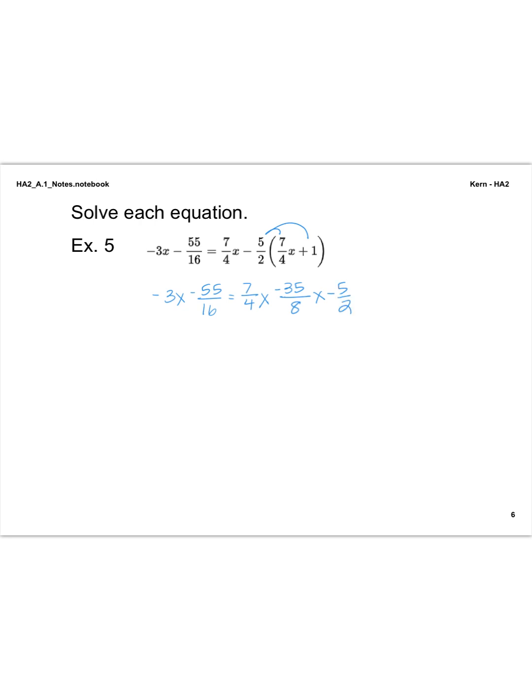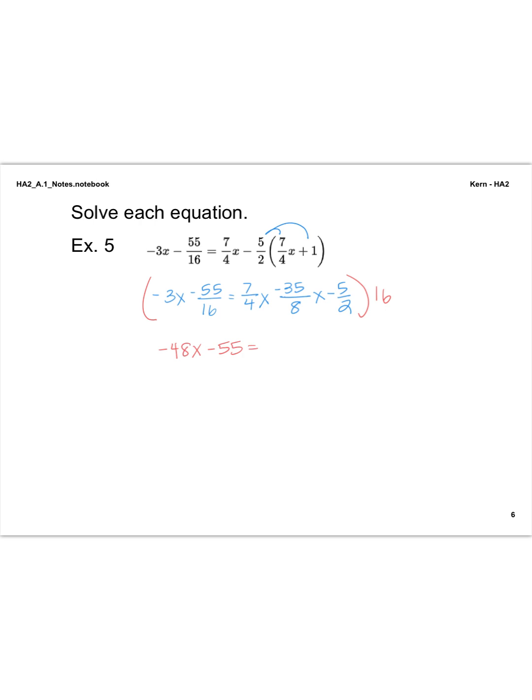All right, now I'm going to multiply the whole thing by the least common multiple, or the least common denominator. So you have a 16, a 4, an 8, and a 2. The smallest number that all of those can become is 16. So you're going to distribute the 16 through everything. So 16 and 3 is negative 48. The 16s will cancel here.